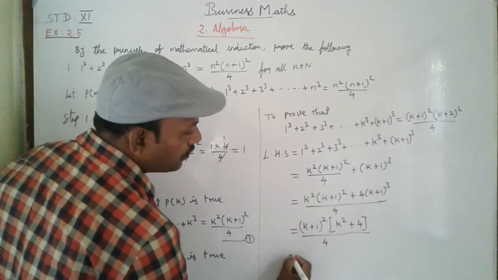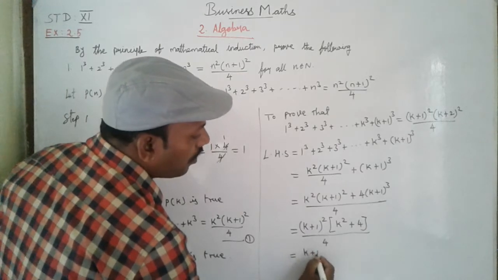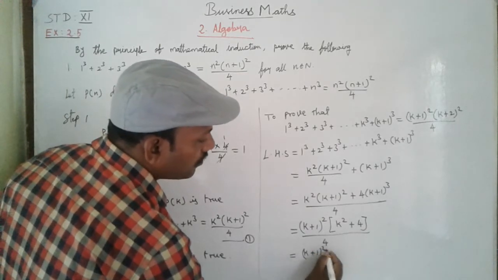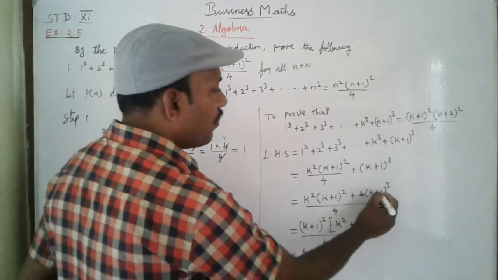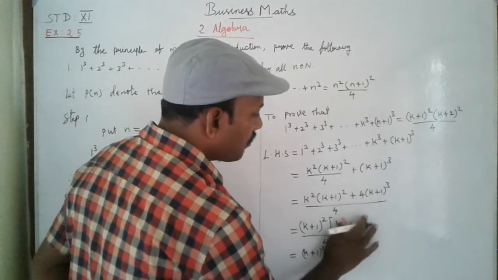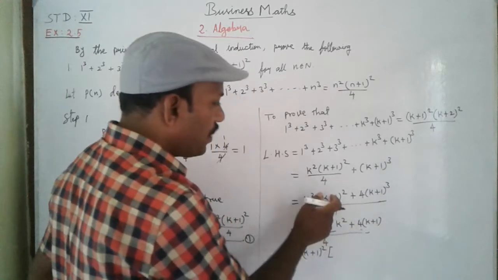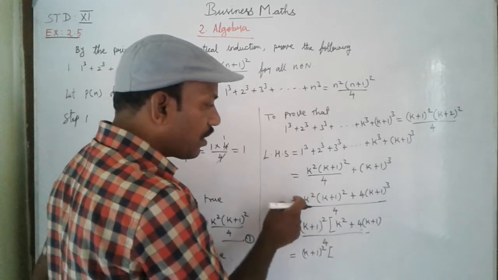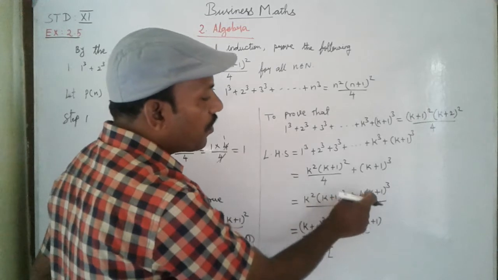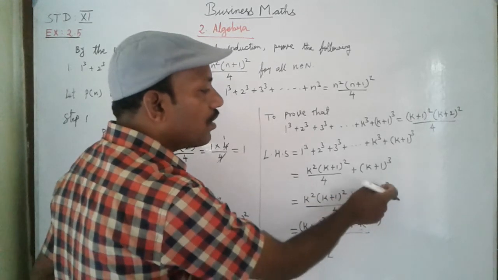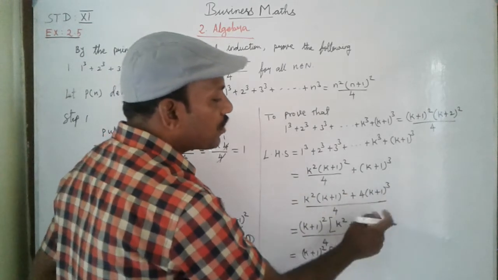That is equal to (k plus 1) whole square into, here 4 into (k plus 1) is the remaining. Here (k plus 1) square is common, so we take (k plus 1) square out one time: k square plus 4 into (k plus 1). (K plus 1) whole square is taken out, then the remaining is what? K plus 1.